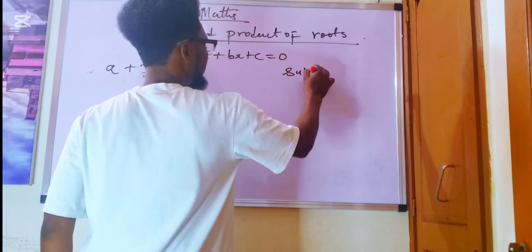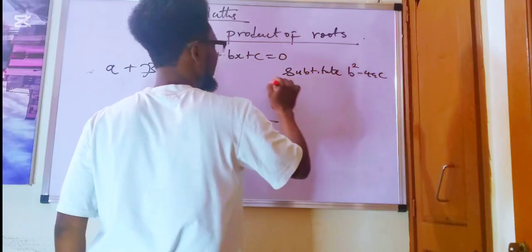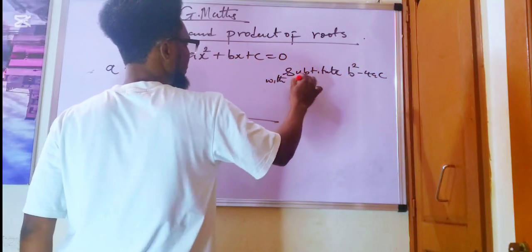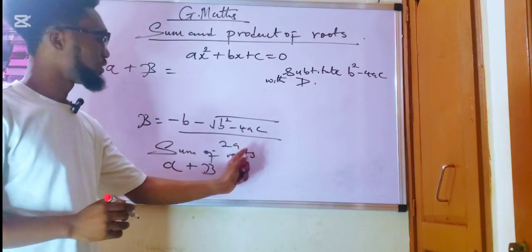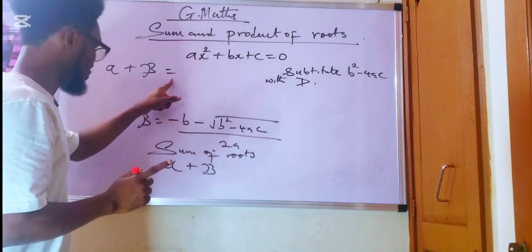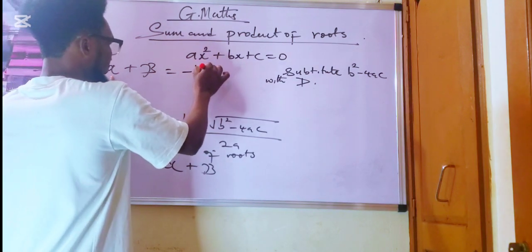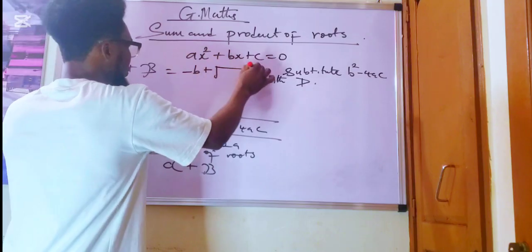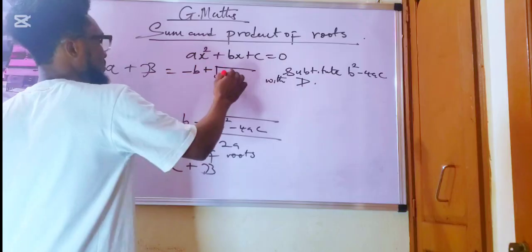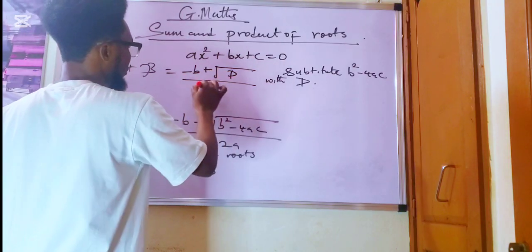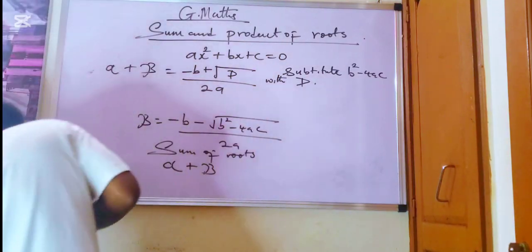So let's substitute b squared minus 4ac with D. That means anywhere we see b squared minus 4ac now, we'll replace it with D. So now in the first root, the alpha, we have minus b plus the square root of b squared minus 4ac. Here we have b squared minus 4ac, so let me now replace it with D, divided by 2a. Are we there? Okay.